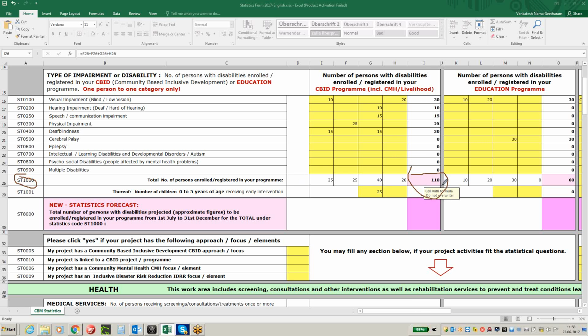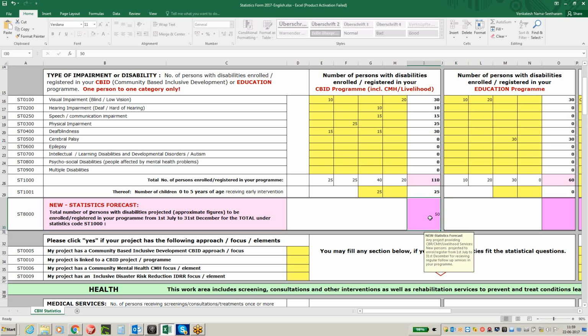So for January to June you have 110. For example, in the next 6 months, what is your projection, just to know how many more can be enrolled? Maybe say, okay, another 50 people in total may get enrolled. That's your projection. This is just a projection. This is a new code forecast.